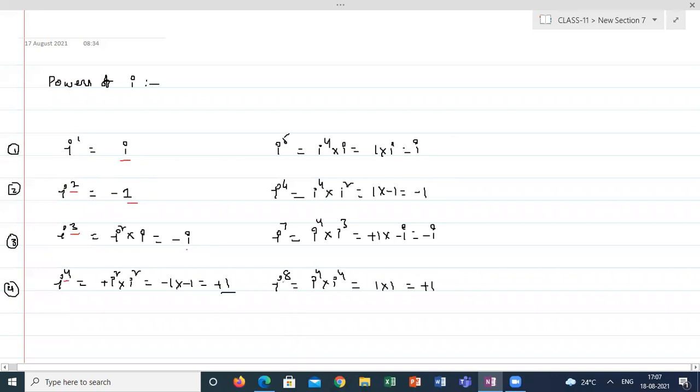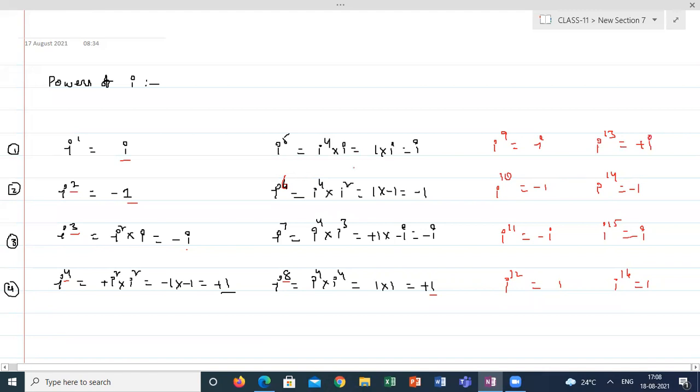Again, for 4 into 2, it is 1. For i power 12, it is 1. For i power 16, it is 1. Same as i power 11, it is minus i, and i power 15, it is minus i. If I write i power 10, it is minus 1, and i power 14, it is minus 1. i power 9 is plus i, and i power 13 is plus i.